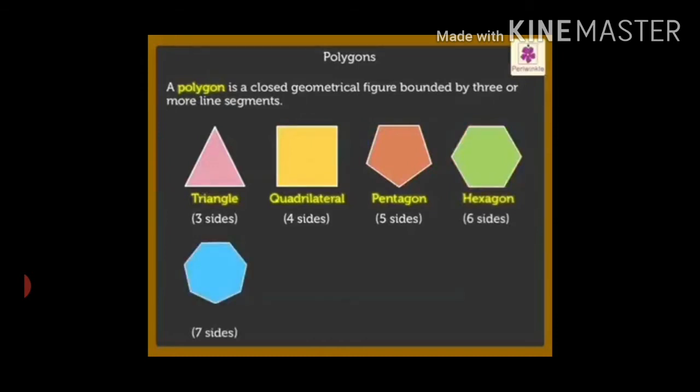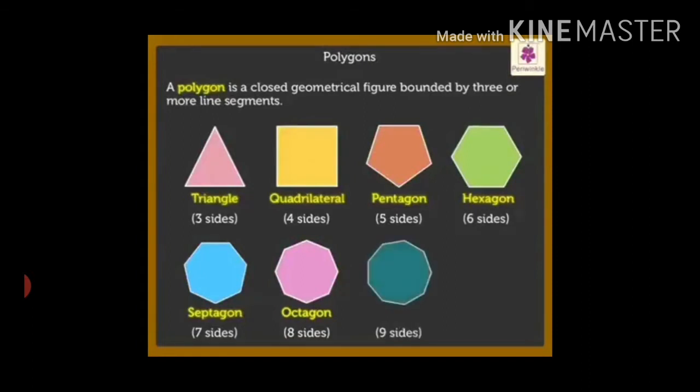A 7-sided polygon is called a septagon. An 8-sided polygon is called an octagon. A 9-sided polygon is called a nonagon. And a 10-sided polygon is called a decagon.